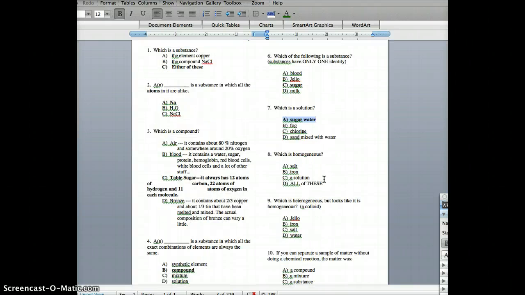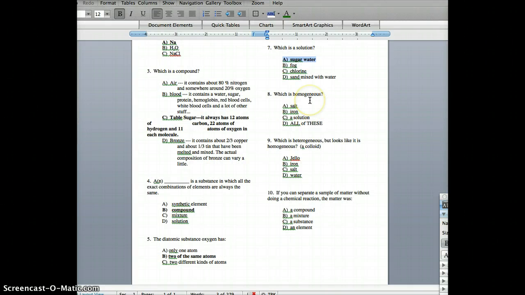The homogeneous substance down here, homogeneous means has one identity. Excuse me, it means it's the same throughout. The same throughout, and so one identity things are always homogeneous. Also, solutions are homogeneous because they're completely evenly mixed. So all of these work. So the correct answer would be all of those. Because iron is an element, salt is a compound, and a solution is a homogeneous mixture.